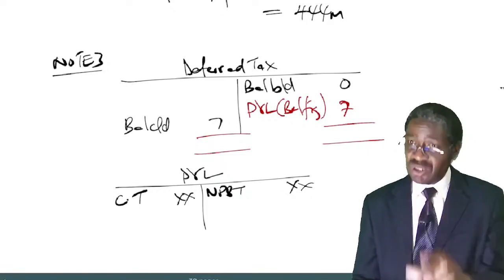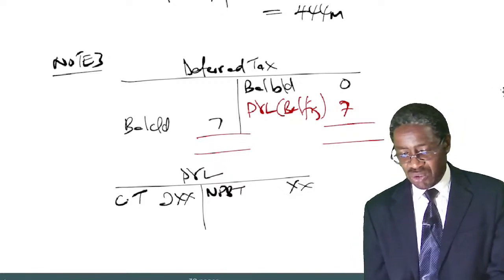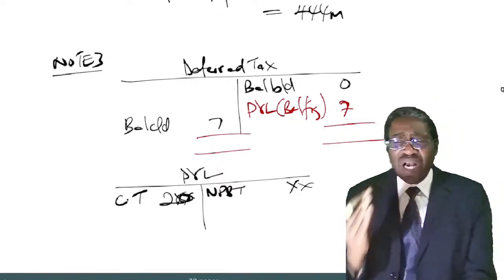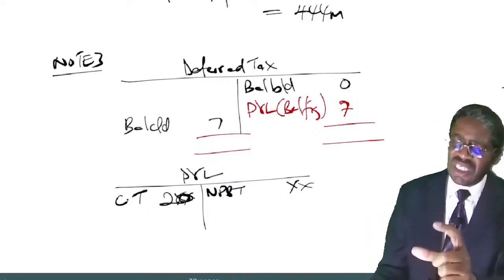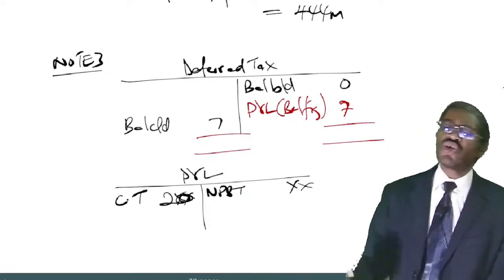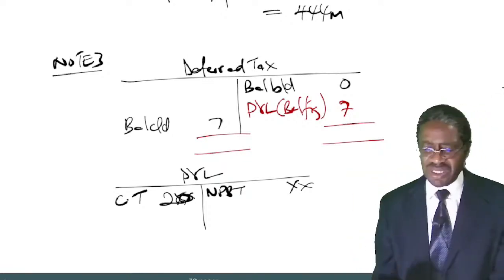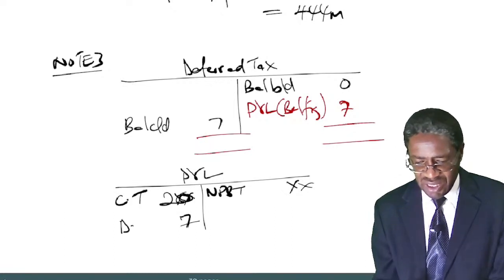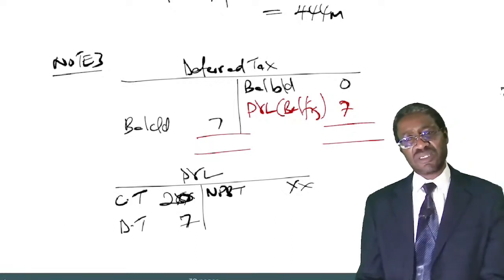So in our question, I remember the amount given was 20 million. But when we are working for deferred tax, I can see we have credited deferred tax with 7, which automatically means you must come and debit the P&L account by how much? 7. And you come and say deferred tax.